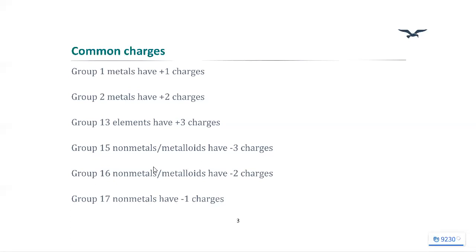Your alkaline earths, +2 charge, kind of the same reasons, based on its electron configuration. Group 13, same reason. Vacating that outermost energy level means it's going to have to get rid of 3 electrons. Getting rid of 3 electrons gives us a +3 charge.